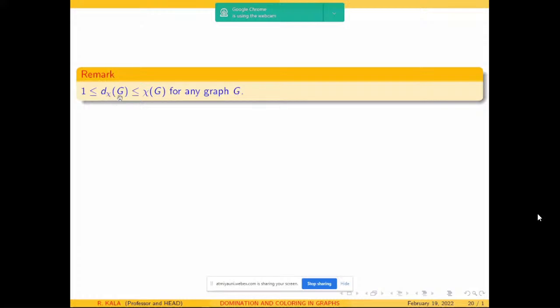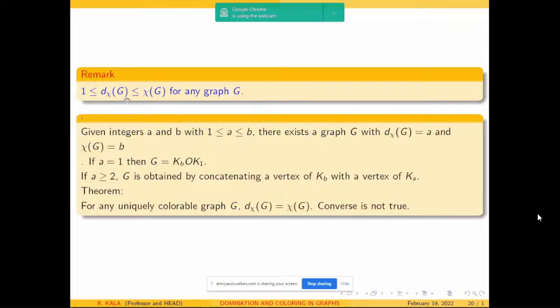And this is the obvious bound: 1 is less than or equal to dχ, which is less than or equal to χ. Then you have some realization theorems: if you have a and b with such an inequality, you can have a graph with dχ equal to a and χ equal to b. And if a graph is uniquely colorable, then both dχ and χ are equal, but the converse is not true.